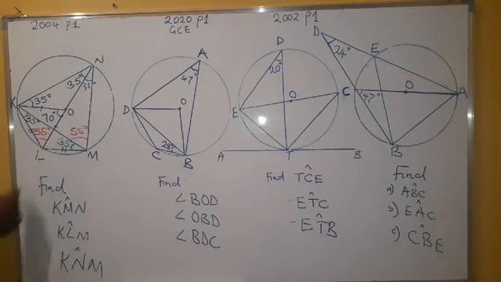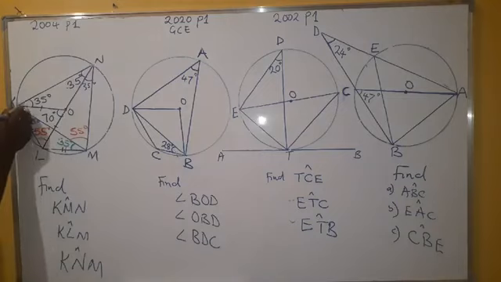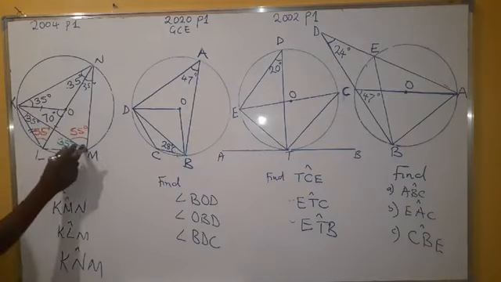How do we find this one? That's the angle that we want. This angle is equal to which one? This angle is equal to this smaller angle here because the angles are in the same segment. Okay? So this whole angle here is what?